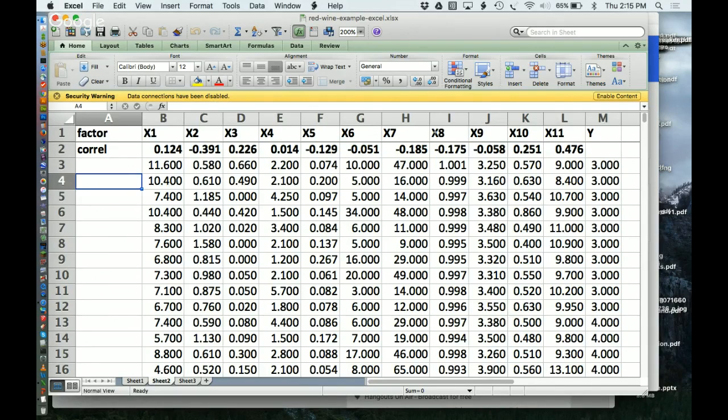Now, note that some of these are negative, like this one, negative 0.391. What that essentially means is that, in general, the larger this number is, the lower the quality. It doesn't mean it's not a good factor for evaluating. It just means that it's inversely related. Okay, so that's our data.